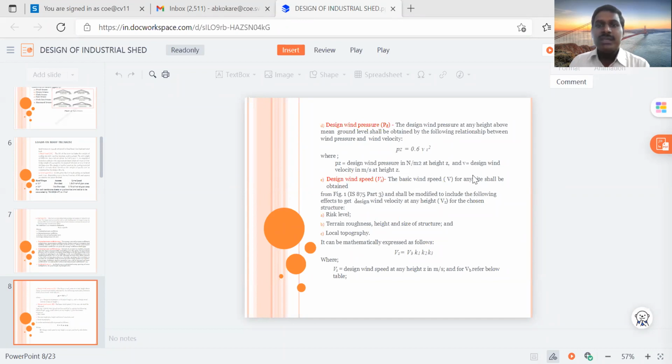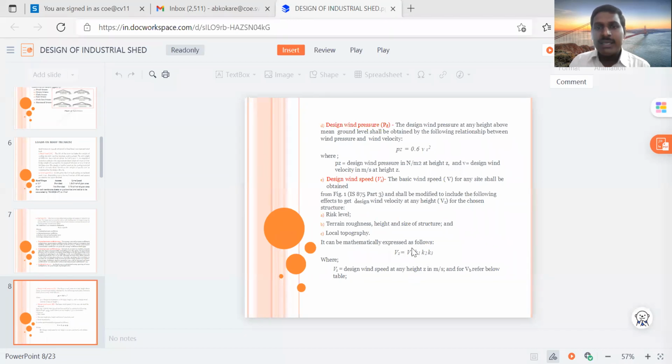So now here, VZ square. Here VZ is the design wind speed. The VZ is calculated by VB into K1 into K2 into K3. If you see here my cursor, this is how to calculate the design wind speed: VZ is equal to VB into K1 into K2 into K3. So what is VB, what is K1, what is K2, and what is K3?